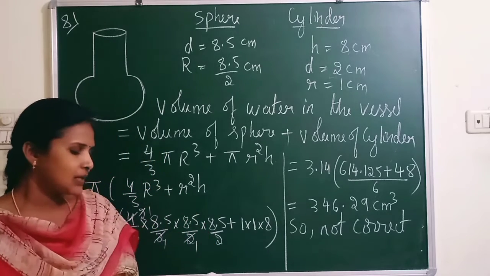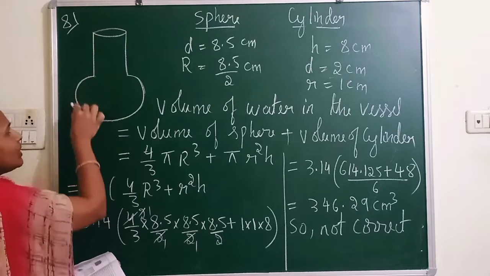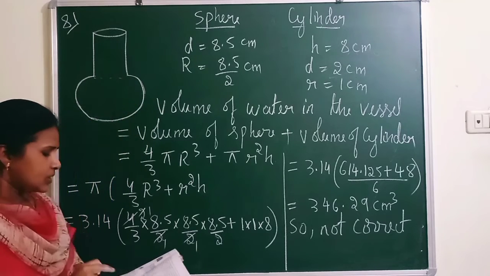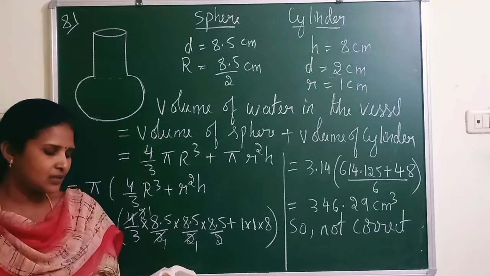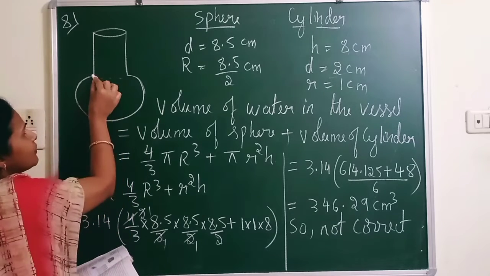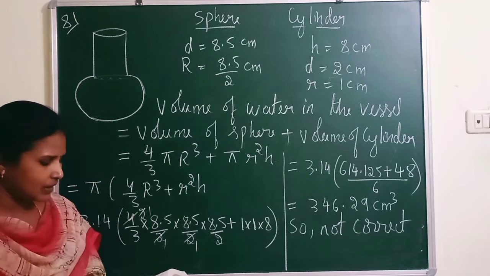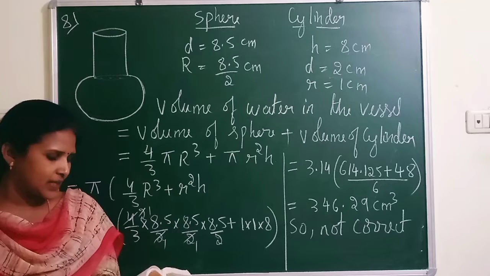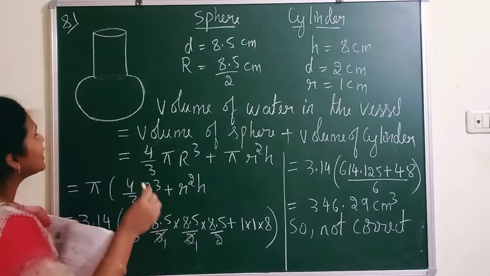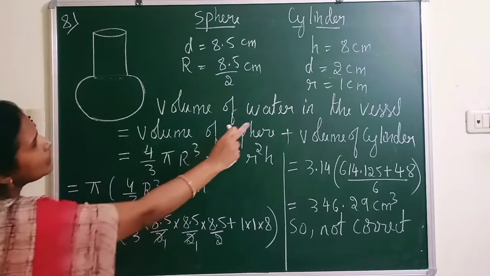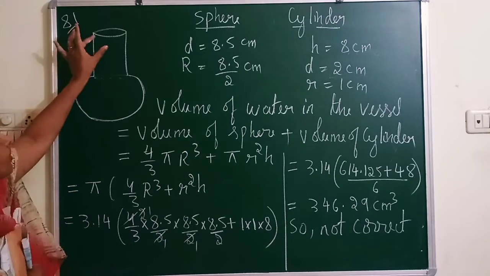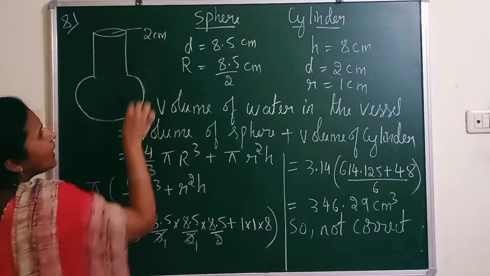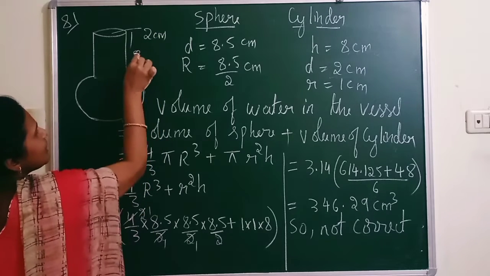Given a spherical glass. So you can see this is a spherical glass. That is, if I put a dotted line, it will look like a sphere. A spherical glass vessel has a cylindrical neck. So what is the shape of the neck here? It is a cylindrical neck, whose diameter is 2 cm and 8 cm long. So what is the diameter of this? Given 2 cm. The diameter of the cylinder is 2 cm and the height of the cylinder is 8 cm.